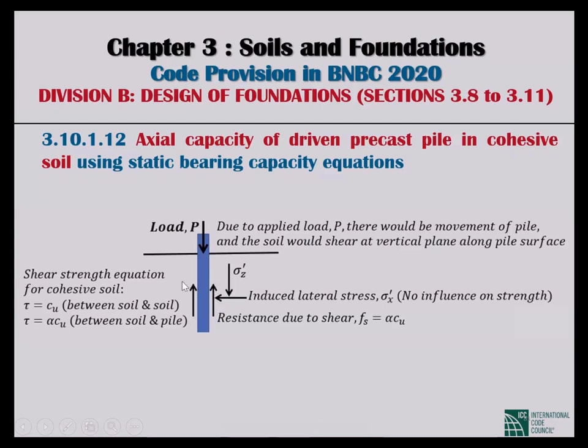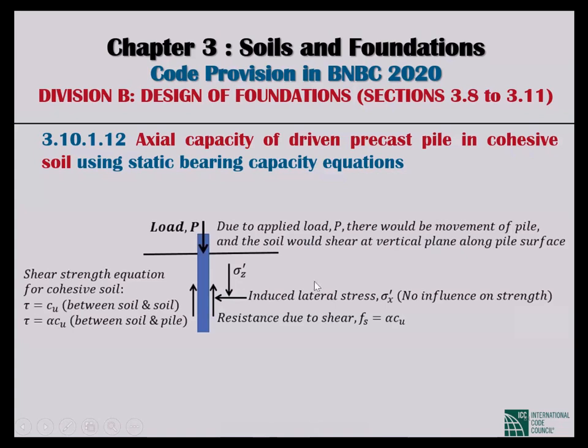So if we have only cohesive soil, it has the equation like this, tau is equal to Cu. And because of this boring, we have a lot of disturbance within the soil. As a result of that, we will be using some factor over there. It is not exactly this Cu, because failure is occurring between concrete and soil, not between soil and soil. If it is between soil and soil, then it is okay, Cu. For concrete and soil, we will be using some factor. We call it the adhesion factor.